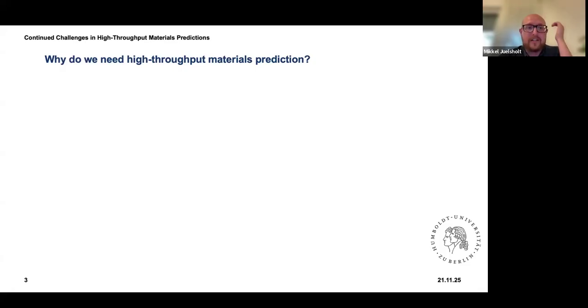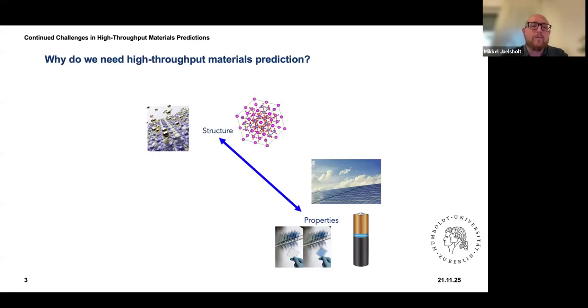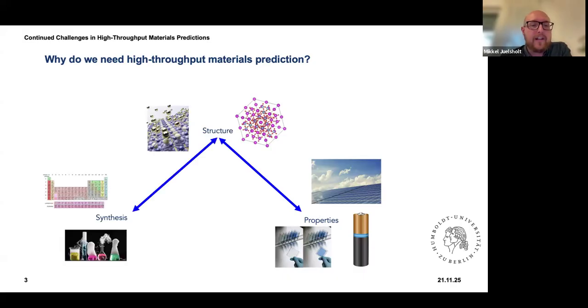Just so everyone is on the same page, why do we need high-throughput materials prediction? Well, for materials, we're generally interested in making materials that have some properties. For that, we need materials that have the atoms put together in the right way, and we also need to be able to synthesize them. So that gives us this nice little relationship between synthesis, structure, and properties. Basically, there are two questions we need to answer: which material to make, and how do we make them?